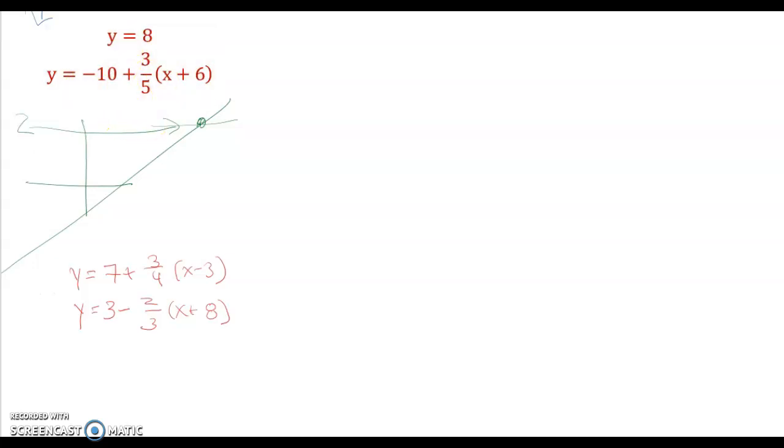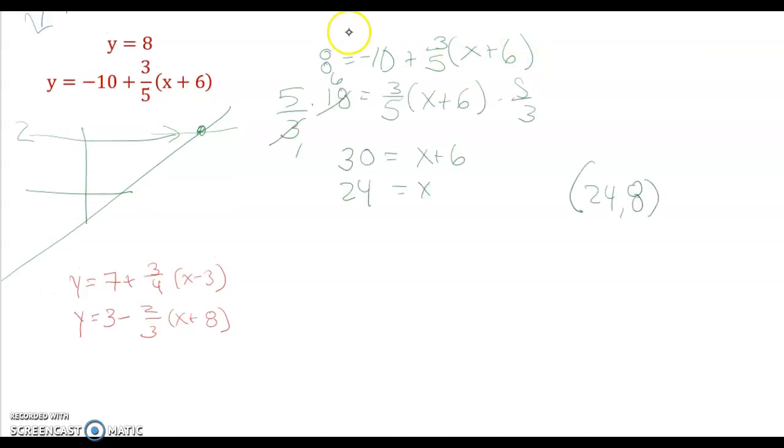And again, it's a substitution. So we're really just substituting in y equals 8. We get 8 equals negative 10 plus 3/5, x plus 6. Finish it up on your own and come back and check your work. There we go. When we do the little bit of solving, we get 24/8. It looks to me that that's a reasonably sensible answer.